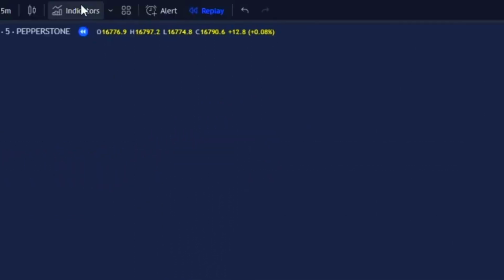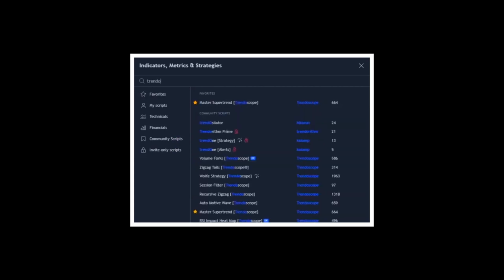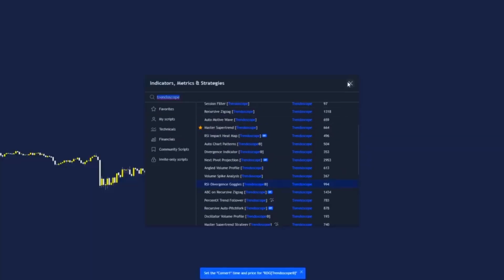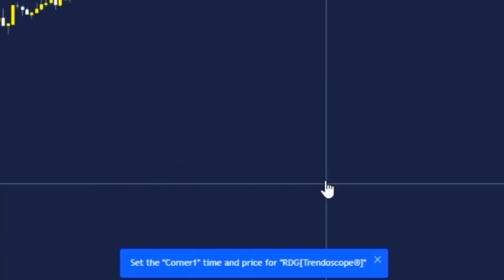Head up to the community script search, type in Trendoscope and add the RSI Divergence indicator. This one right here to your chart. You'll notice the indicator wasn't added to the chart and you'll get a pop-up instead.